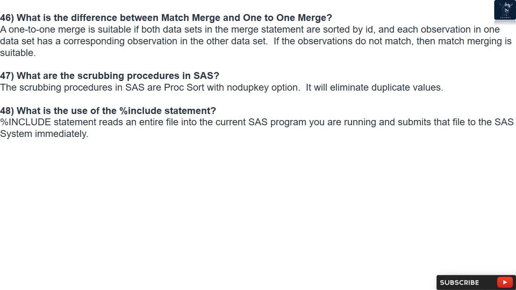46. What is the difference between match merge and one-to-one merge? A one-to-one merge is suitable if both data sets in the MERGE statement are sorted by ID, and each observation in one data set has a corresponding observation in the other data set. If the observations do not match, then match merging is suitable. 47. What are the scrubbing procedures in SAS? The scrubbing procedure in SAS is PROC SORT with the NODUPKEY option. It will eliminate duplicate values.